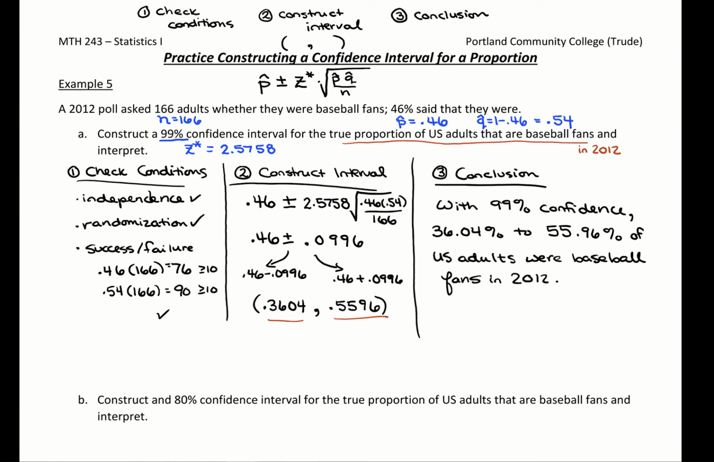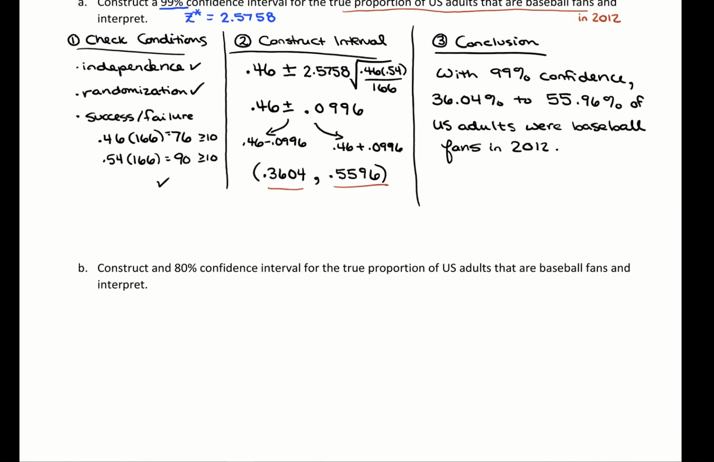And that would be our conclusion. We have our confidence level, the range of values, and then the wordings in terms of our population proportion. So those are the steps we want to go through for every confidence interval. Let's see if we take this same example, but we change our confidence level.